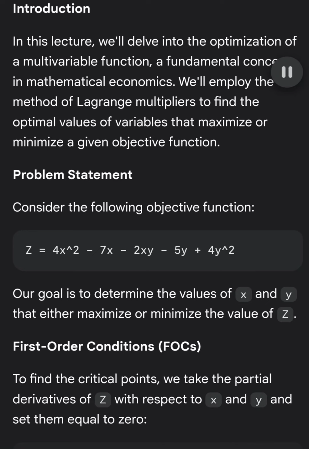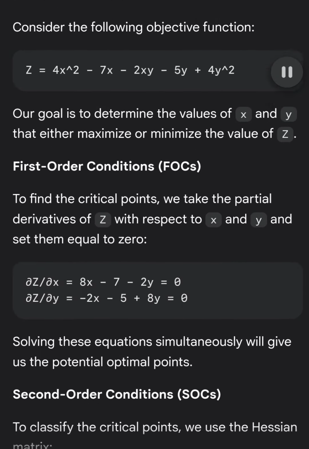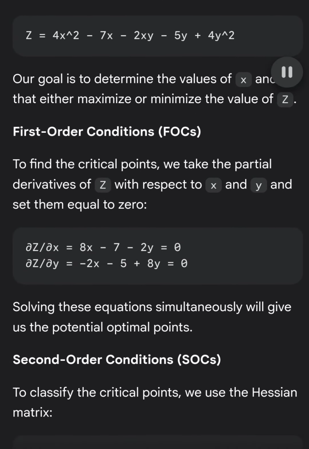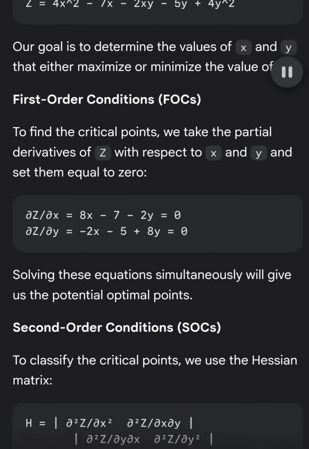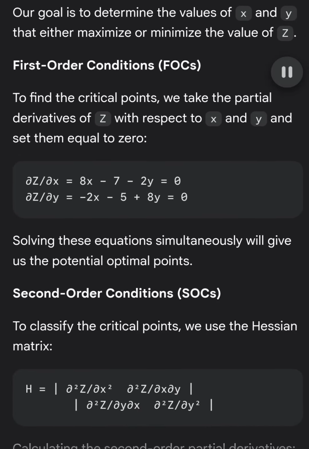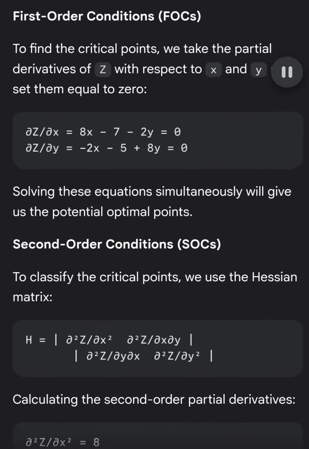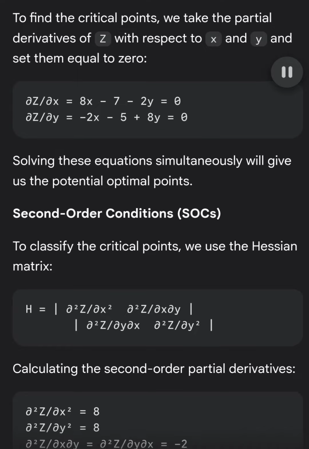First order conditions, FOCs. To find the critical points, we take the partial derivatives of z with respect to x and y and set them equal to 0. Partial z over partial x equals 8x minus 2y minus 7 equals 0. Partial z over partial y equals minus 2x minus 5 plus 8y equals 0. Solving these equations simultaneously will give us the potential optimal points.